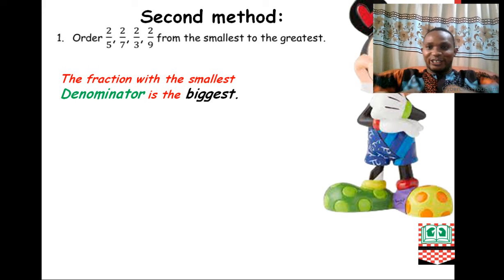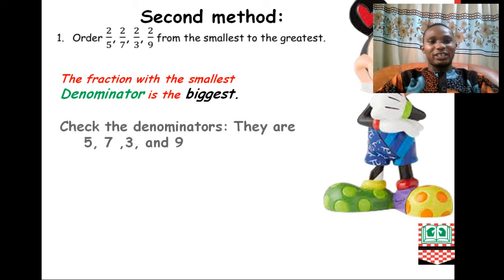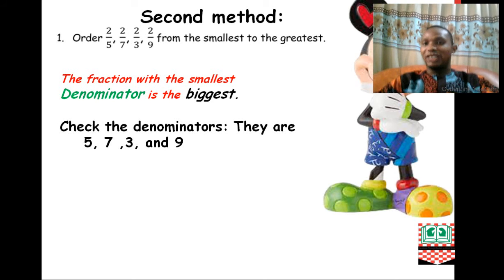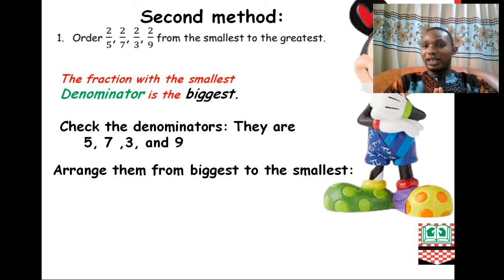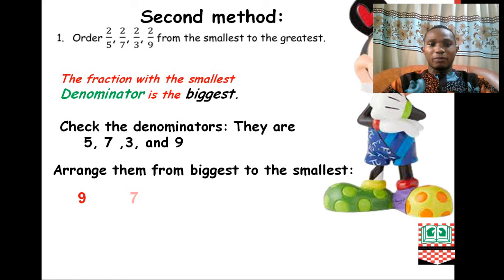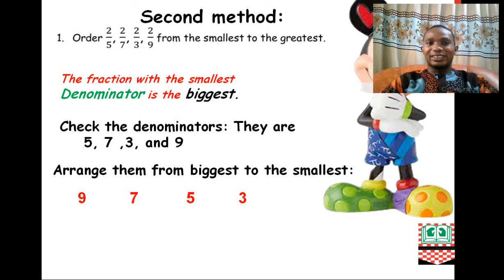The biggest, right? Okay. Now, let's arrange the denominators. Check the denominators. They are 5, 7, 3, and 9. Then we need to arrange the denominators from the biggest to the smallest so as to bring out the smallest from it. We have 9 as the biggest denominator, followed by 7, followed by 5, and the least is 3. Now, from these numbers, which one has the smallest denominator?